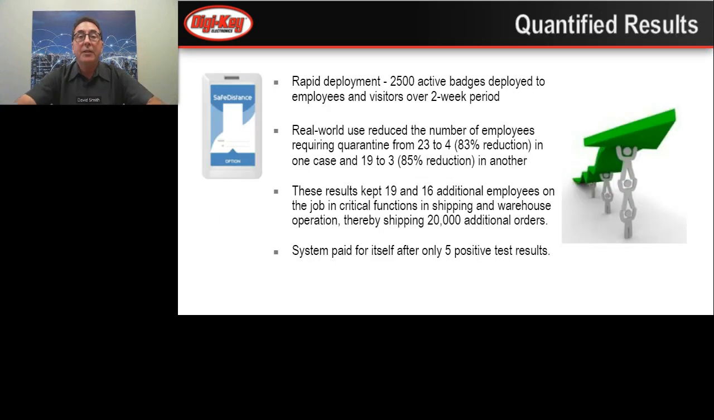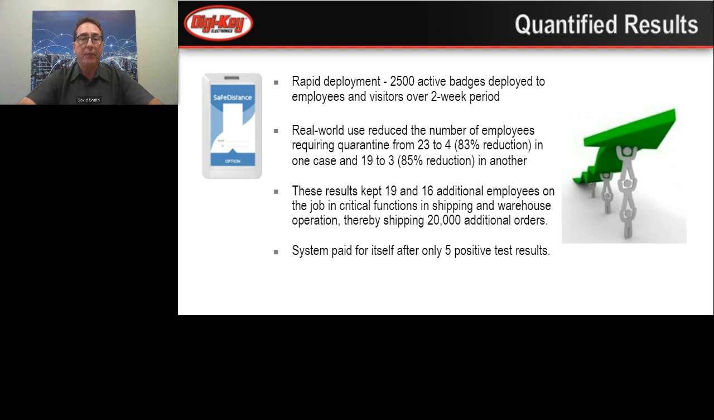So this system actually had some pretty amazing results. First thing is that because it was LoRaWAN and it's easy to deploy, they were able to roll this out to their 2,500 strong workforce in a 2-week period. That's really fast for those of you who've done IT projects before. In addition to that, they had, during that time period, a number of employees that tested positive for COVID.